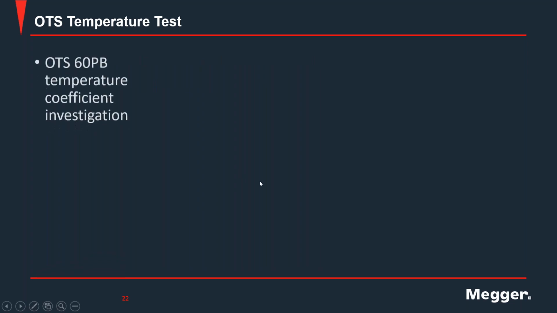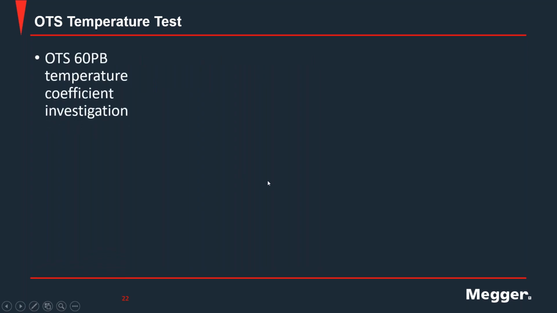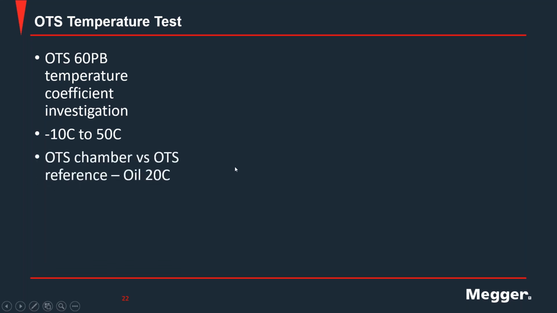If we look at the temperature test, this was run with an OTS 60 PV to investigate the temperature effects. The temperature range was from -10 to 50 degrees centigrade. The stated operating temperature for OTS is 0 to 50 degrees centigrade. So we were testing to see how the unit operated at low temperatures outside of the specification. For the test, we had two OTS 60 PVs. We had one in the chamber, which we call the OTS chamber, and then a reference OTS, which was not subjected to the environmental temperature changes.